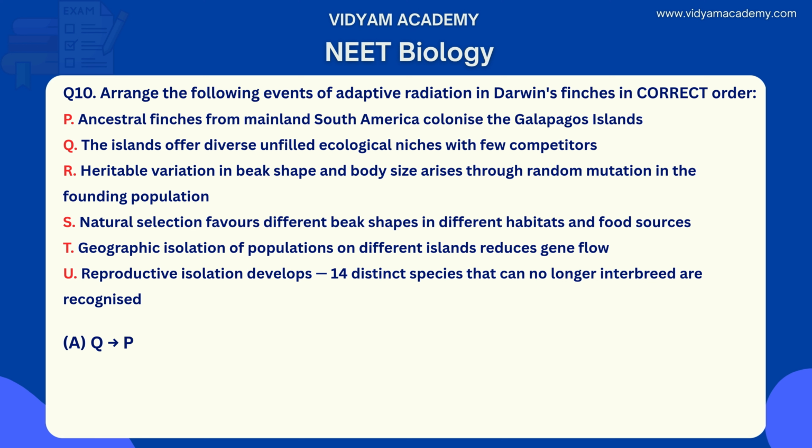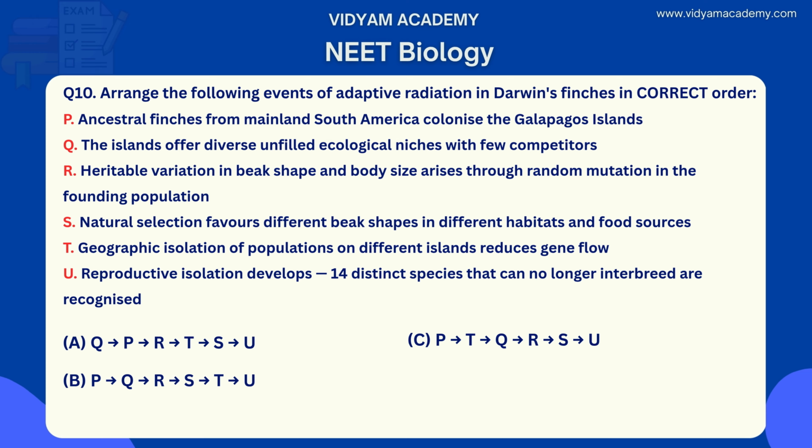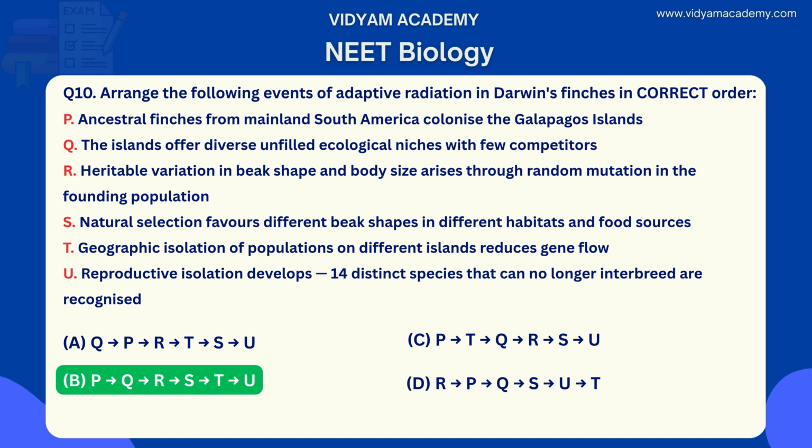So here are the options. A: QPRSTU. B: PQRSTU. Option C: PTQRSTU. Option D: RPQSUT. What is the right answer? Option B is the right answer because it arranges Darwin's finch events in the correct order.